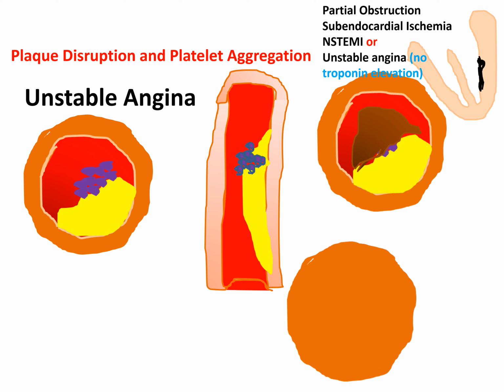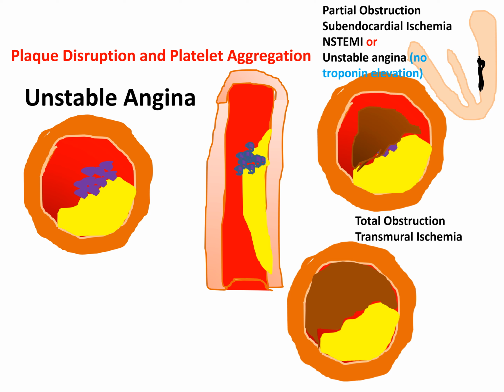The other condition is when the blood clot is so big that it makes a total obstruction. So we have a total obstruction, and that leads to ischemia and necrosis through all the wall of the ventricles.